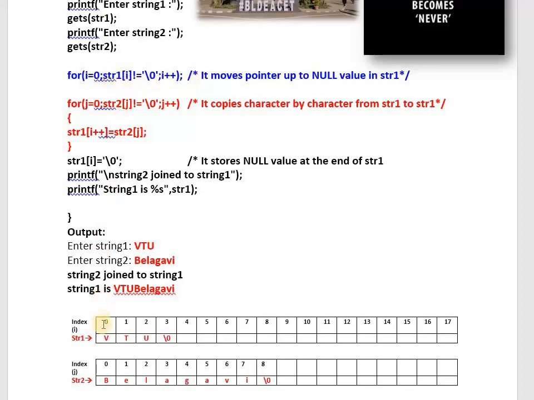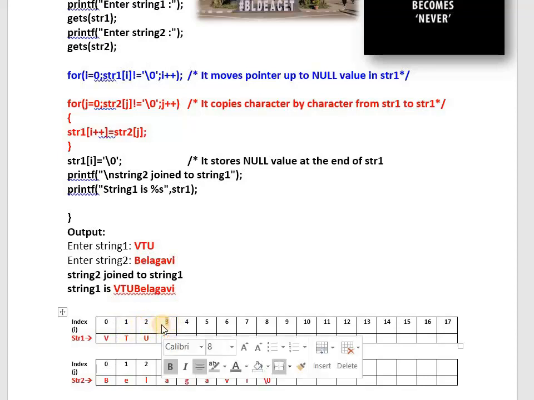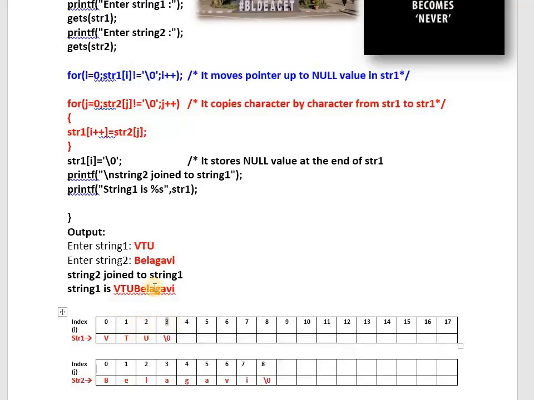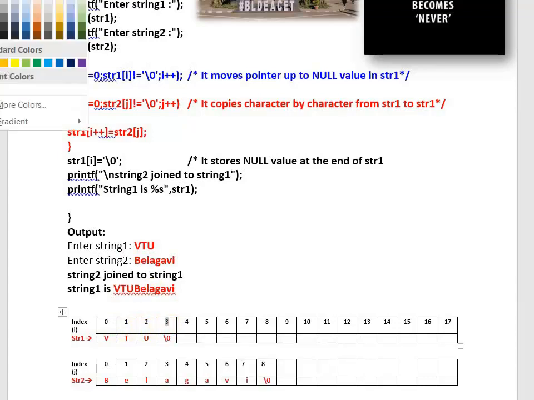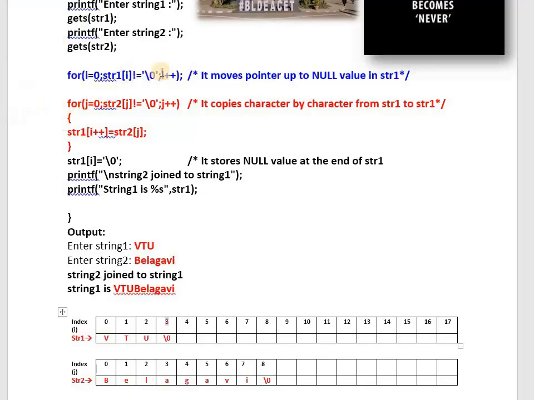str1 of 0, V is not equal to null. i++. str1 of 1, T is not equal to null. i++. str1 of 2, U is not equal to null. i++. What has i become now? 3. i has become 3. Now null appeared, so stop. That means the loop is completed. After the completion of this loop, what is the i value? The i value is 3. That 3 only we use here.